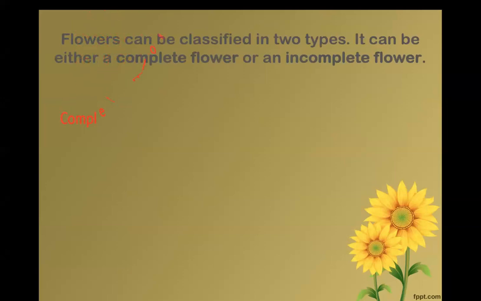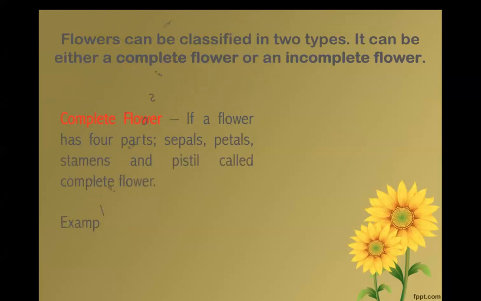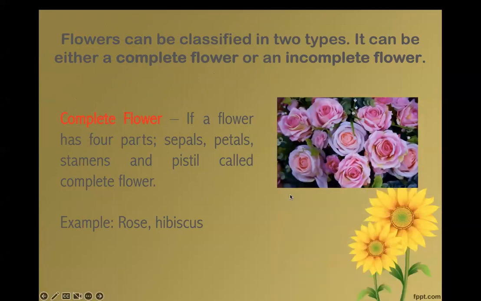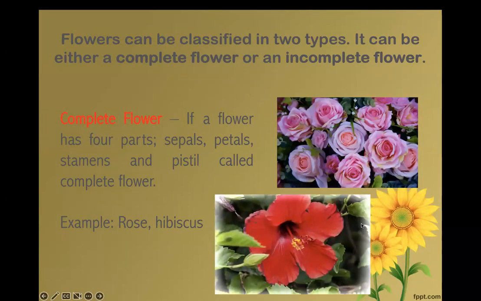All right. So flowers can be classified in two types also. It can either be complete or incomplete. It is complete if it has all four parts: the sepals, petals, stamen, and pistil. They are called complete flowers. An example of it is the rose and hibiscus. There's a lot more if we can name some of them. Here they are, rose and the hibiscus. They are complete flowers because they have all four parts.